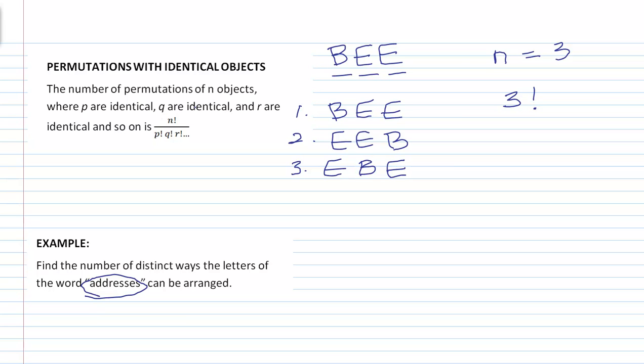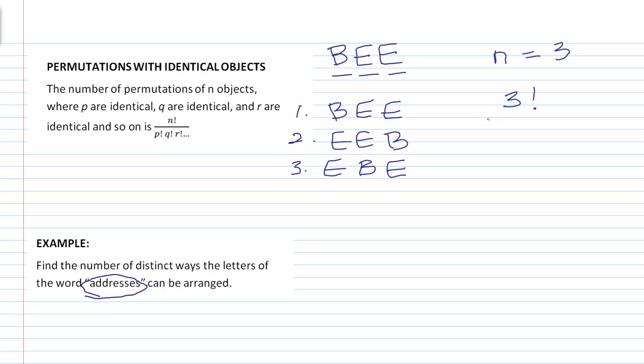Q of the objects are identical. Well, Q, in this case, identical. There'd be a B that's identical. And then R items are identical. That would be E, could be R.